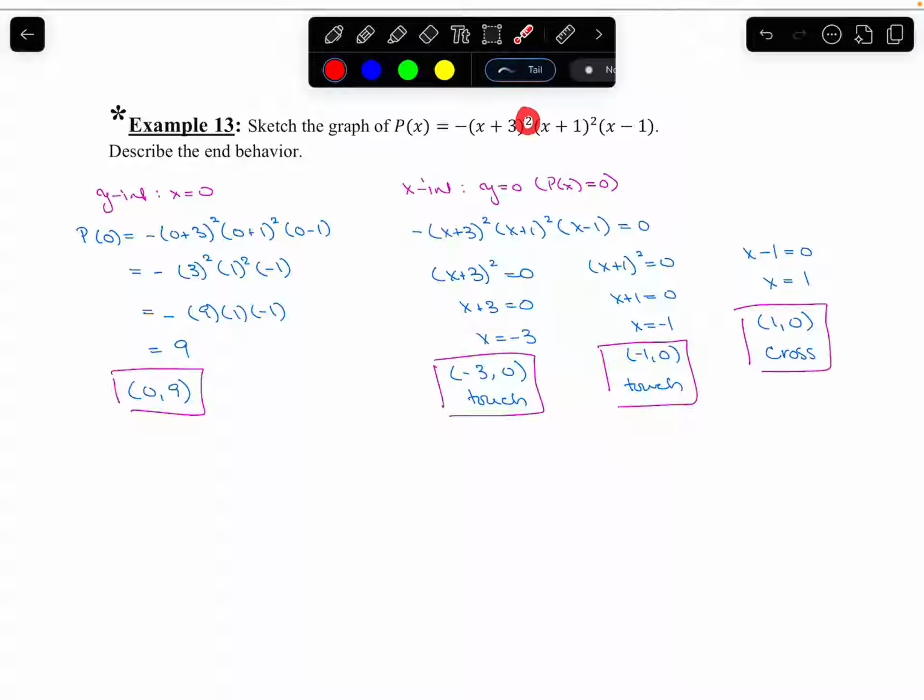So this will add to this, will add to this, because all of these had a power of 1 on them. So 1 multiplied by 2 is 2. 1 multiplied by 2 is 2. 1 multiplied by 1 is 1. So 2 plus 2 plus 1 gives me a power of 5, so a degree 5 polynomial.